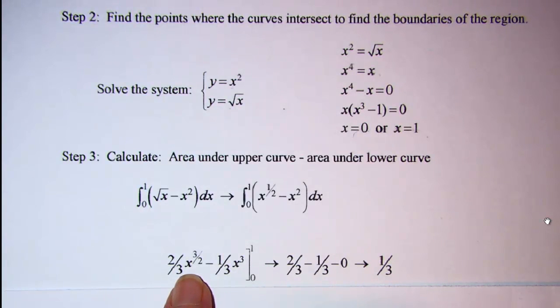So when we put 1 in here for x, we have 2/3, subtract 1/3, and then when we put 0 in, that's just going to be 0. So 2/3 minus 1/3 is 1/3.